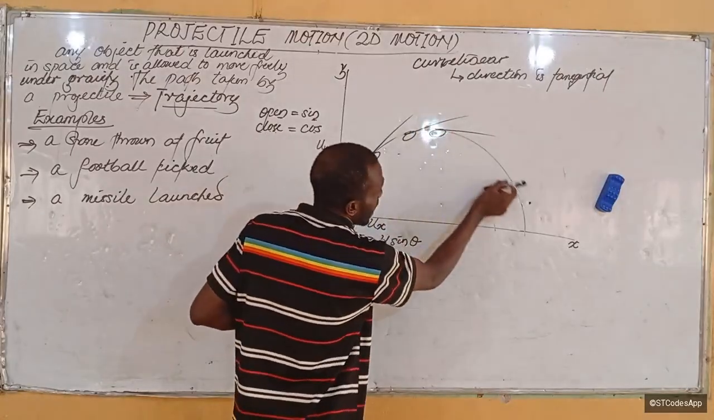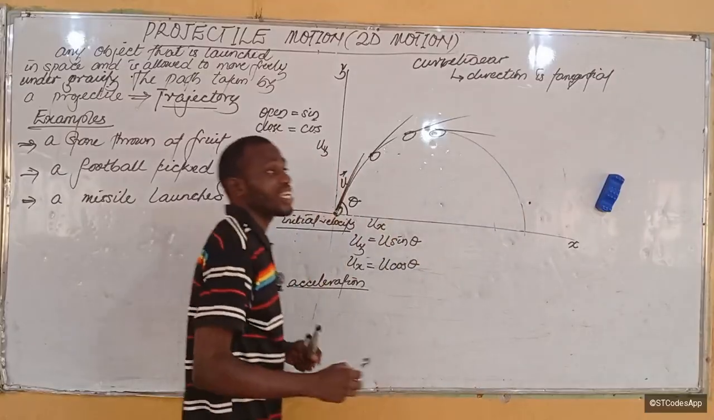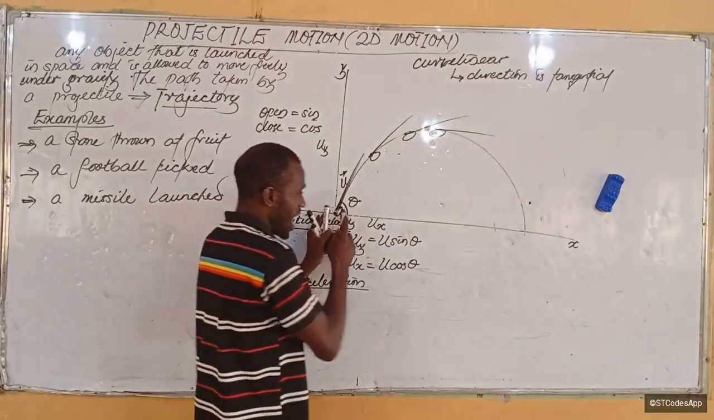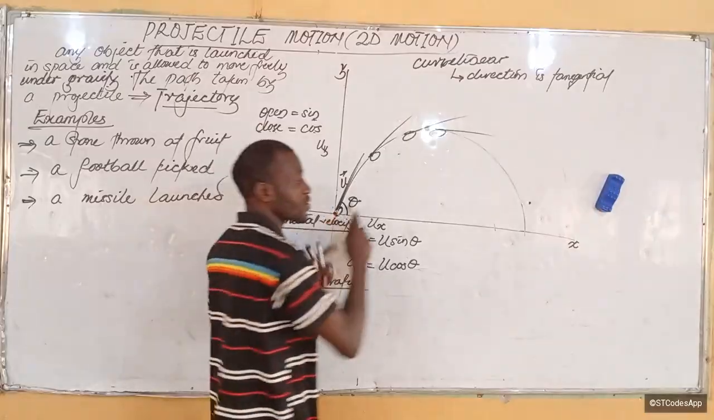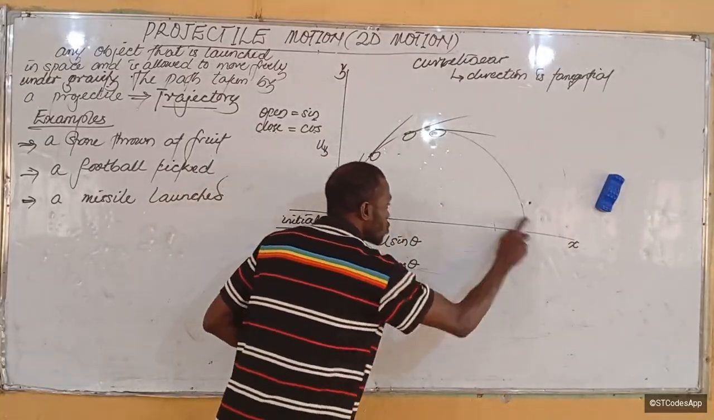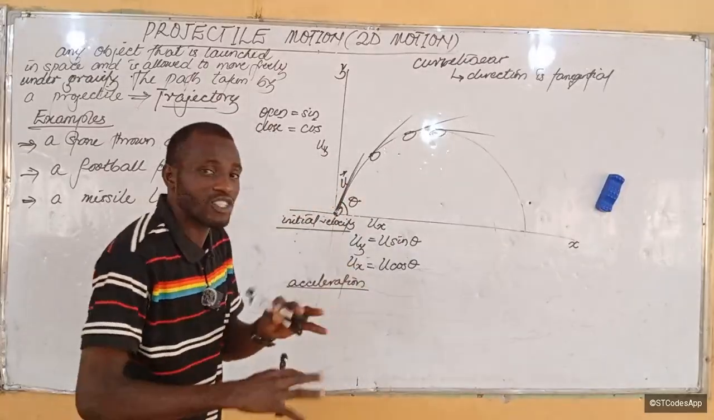Then by the time it comes down, just before it strikes the ground again, it approached that same 20 meters per second. So what does that mean? It means that it came from here with 20 meters per second, got here with 20 meters per second. So it means that this horizontal component of the velocity never changed.